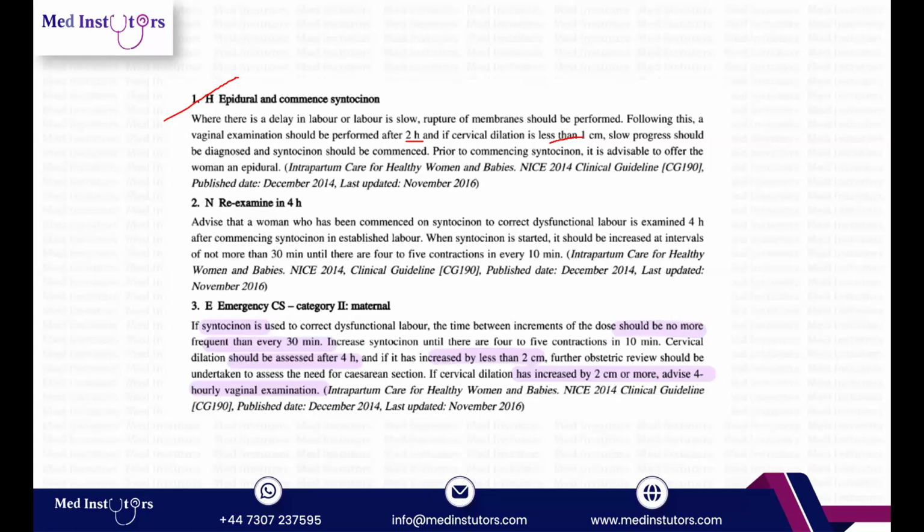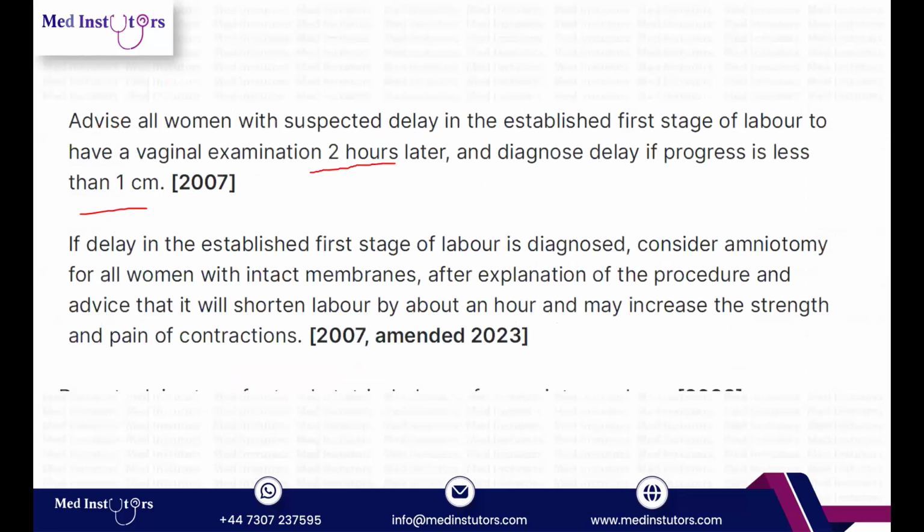Okay, the next one is once the syntocinon is started. Advise women who have been commenced on syntocinon to correct dysfunctional labor that they will be examined 4 hours after commencing the oxytocin. And you have to increase it, with increments no more frequent than every 30 minutes. And you have to keep on increasing till you at least get 4 to 5 contractions in 10 minutes. This is again clearly stated in the guideline.